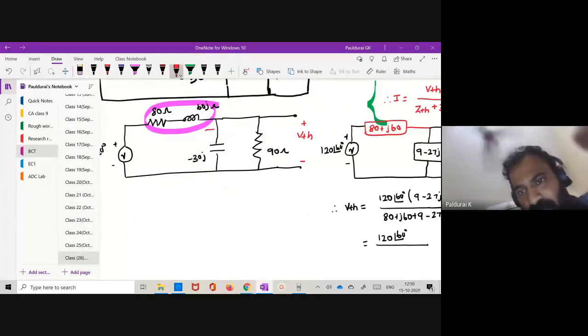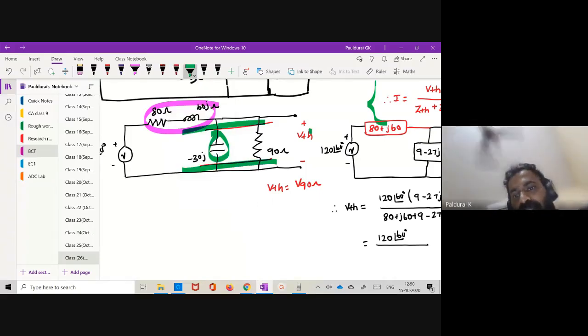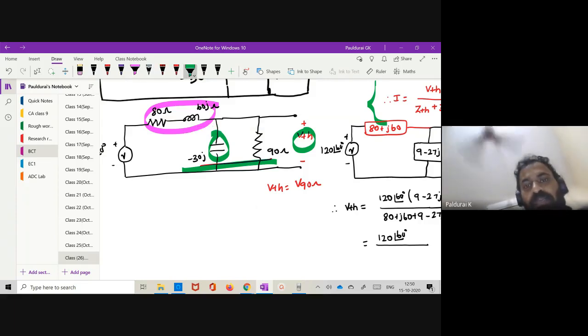See, what is VTH? You are thinking the voltage across 90 ohm alone. But here I am having this 30J also. It is also connected in parallel. In parallel, the same voltage is maintained, right? So here what is VTH? The voltage across the parallel combination of 90 minus 30J. Can you understand my point? Okay sir. Just keep this point in mind.